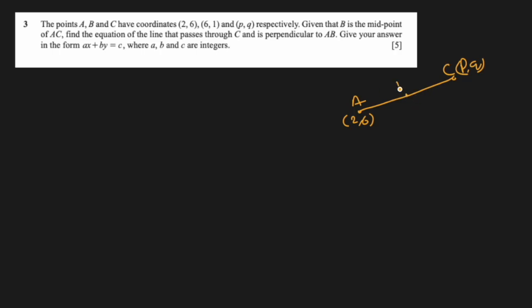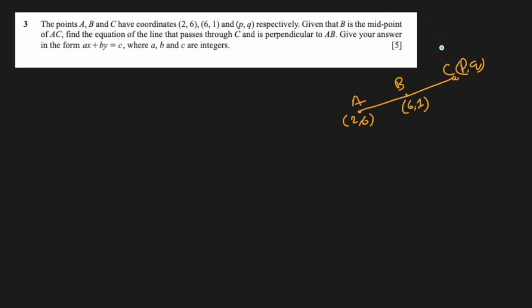3 points A, B and C have these coordinates respectively, given that B is the midpoint of AC. Alright, let's try to visualize. The first point is here, 2, 6, A. C is P, Q, and B is the midpoint of these two, which is 6, 1. Find the equation of the line that passes through C, okay, and is perpendicular to AB.